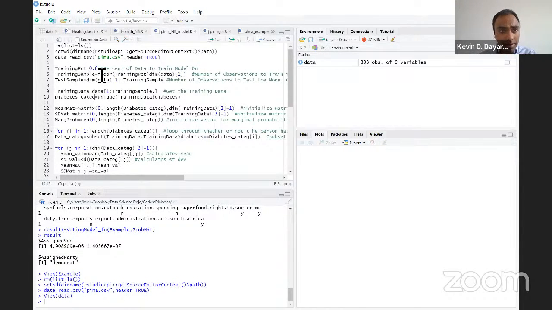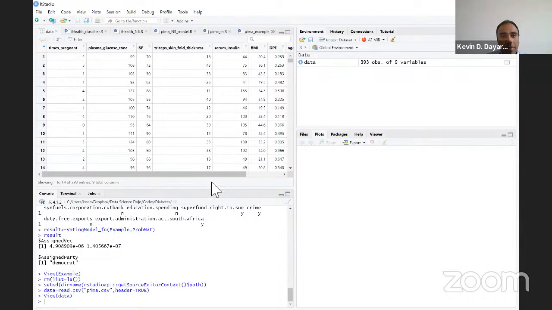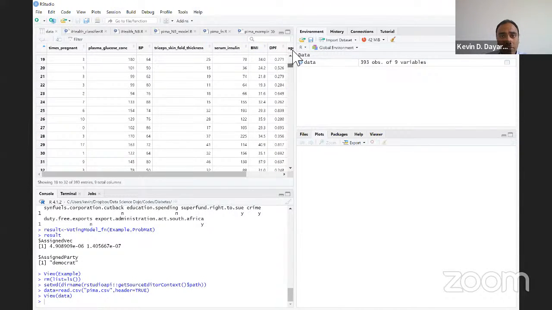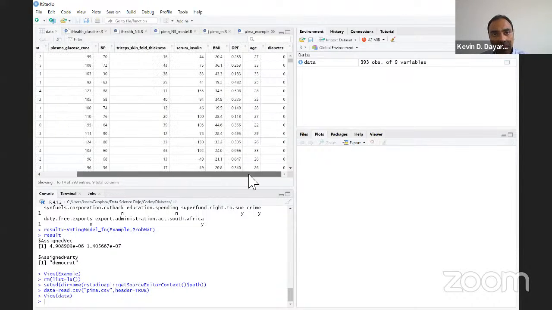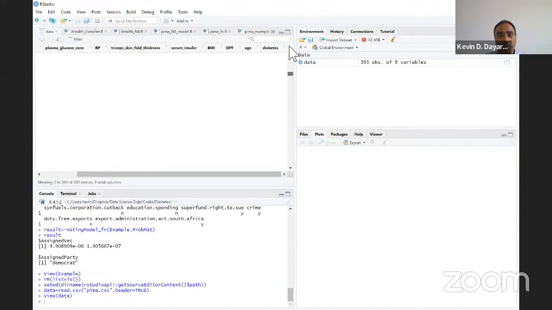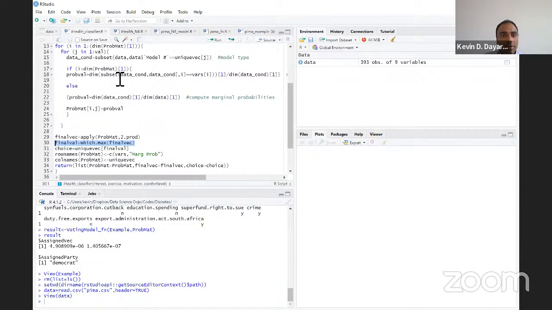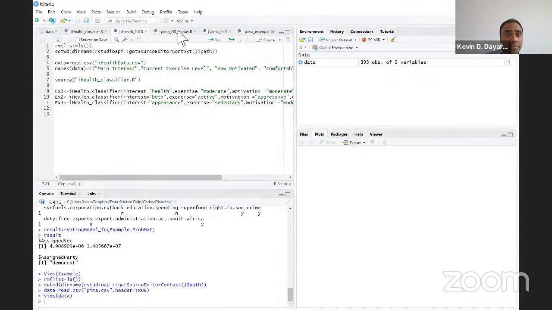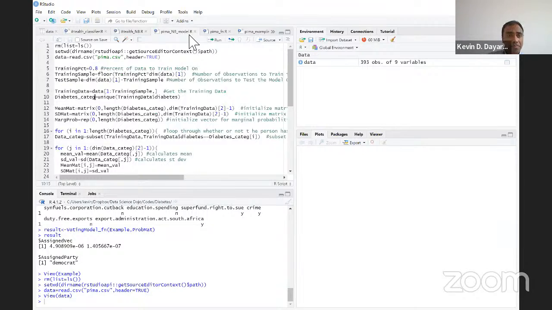And I extract the diabetes categorization, the diabetes variable in the training data. Right here, it extracts this column, which is whether or not the person had diabetes. So what does it do? This is our code, the PIMA NB model. We go through this.